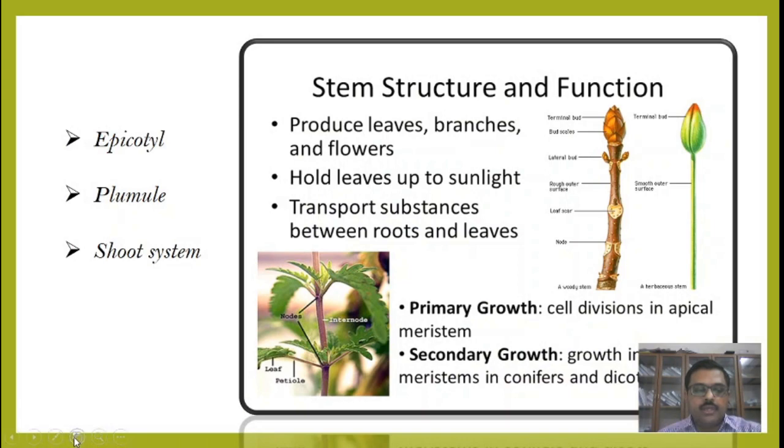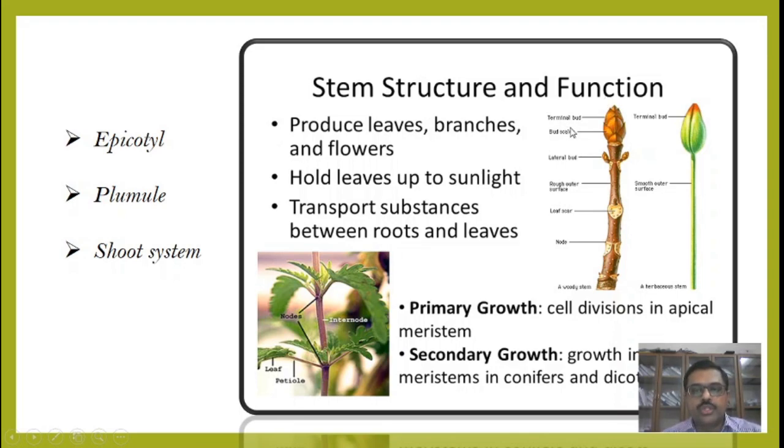We are very familiar with this structure which we call the stem. This structure is the aerial part of the plant found above the soil. So stems are found above the soil, and in some cases they are found underground, which we will see later. And stems are characterized by the presence of buds.